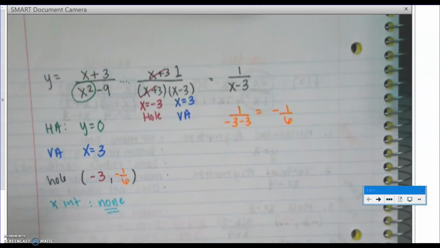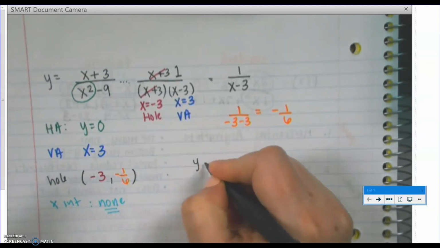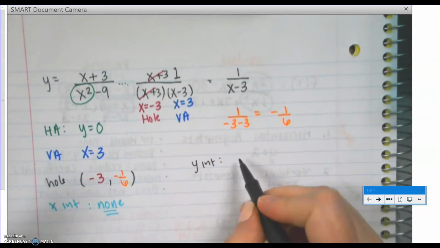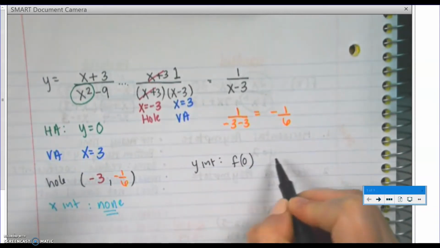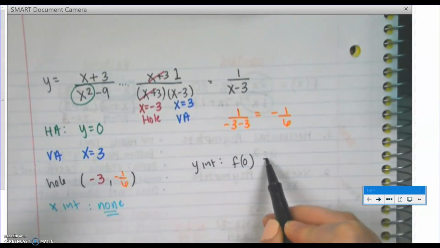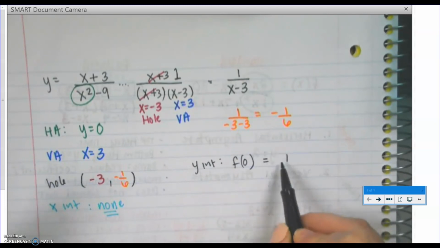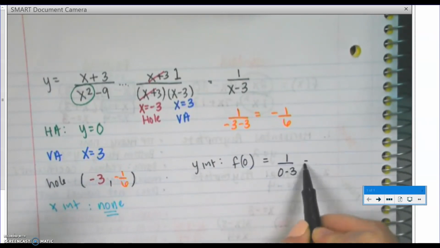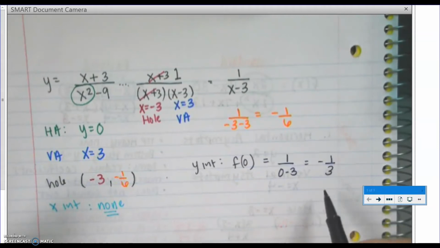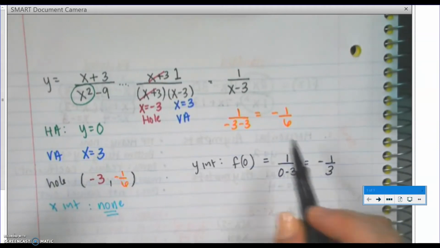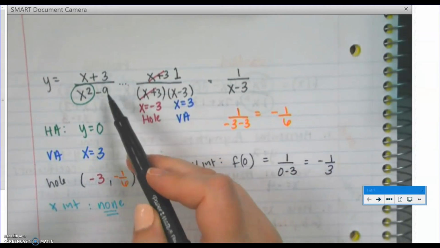All right, y-intercept. I'm taking whichever version you feel like using and plugging in 0 wherever I see x. So if I use the factored version, that would be -1/3. And that would be the same thing I got here. That would reduce to -1/3.